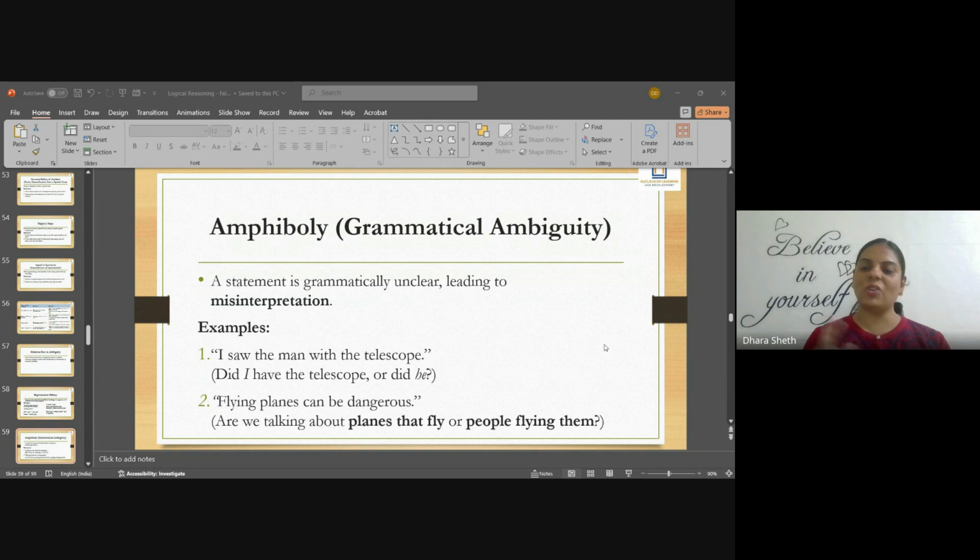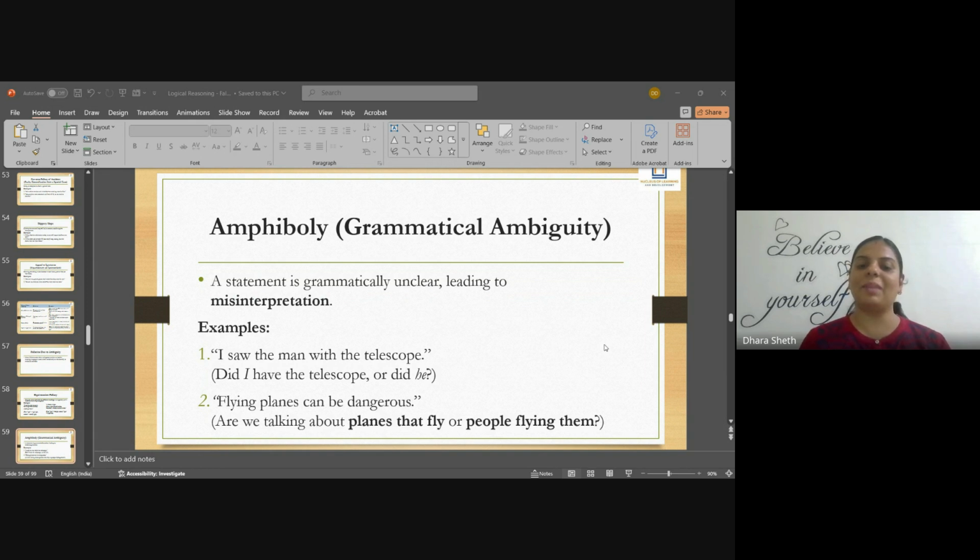So did I have the telescope or did he have the telescope? Did I have a telescope and then I looked at him through the telescope, or did he have the telescope and I looked at him while he was holding it? It could have both meanings. So grammatically, it is unclear. Okay, it's a grammatical error.